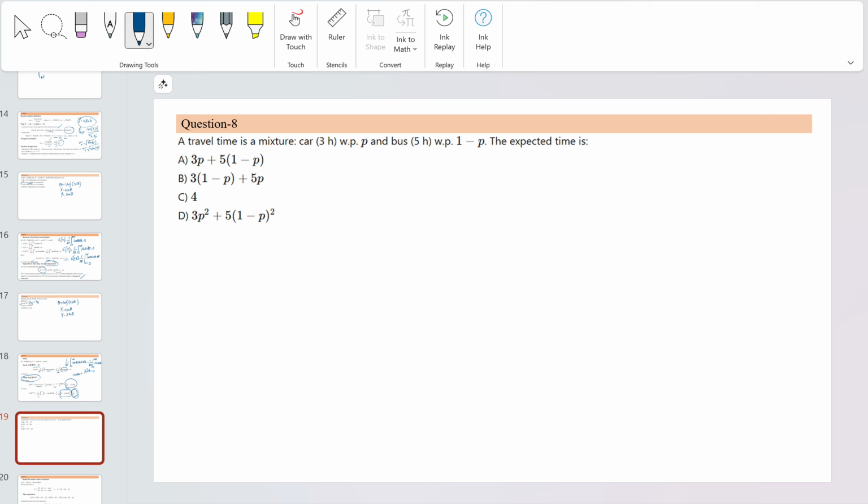Okay, let me give you the solution for this. The question is asking about a travel time that is a mixture: a car with 3 hours, having probability p, and a bus with 5 hours, having probability 1 minus p. So it is asking what is the expected time.